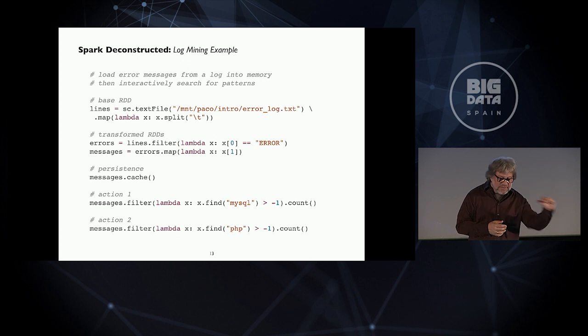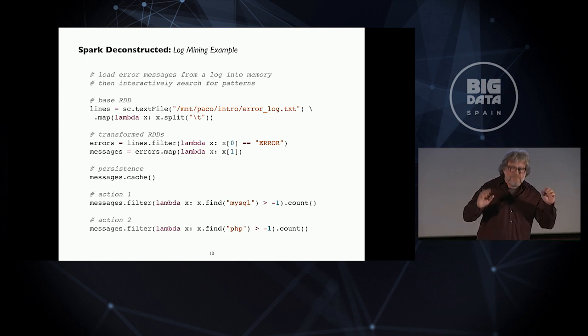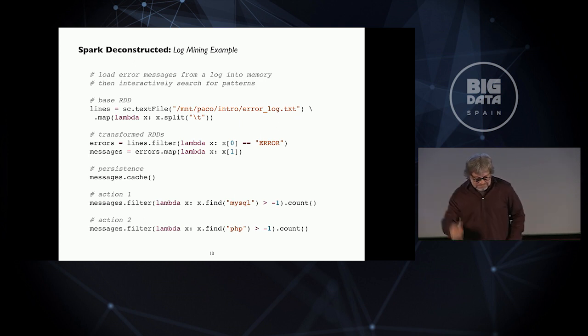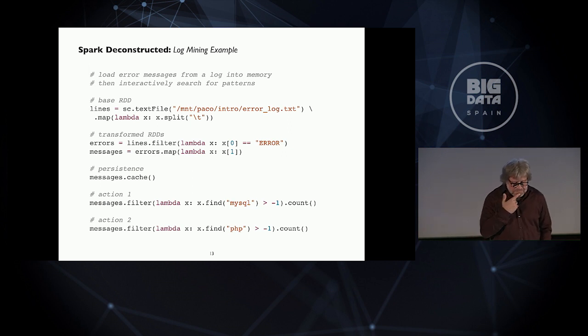When we get to the point of having messages, let's persist that. And what happens there is we're going to say messages.filter. We're going to look for the keyword MySQL within the error message. And then we're going to apply a count function. Basically, we're going to count the number of exceptions related to MySQL that are in the log files, and we'll just drop that count out in the console. The second time around, we'll do the same thing, except we'll look for the number of exceptions that have the keyword PHP in them, and then drop out a count for those.